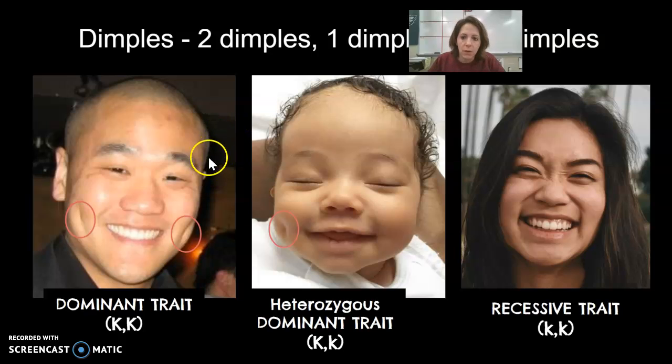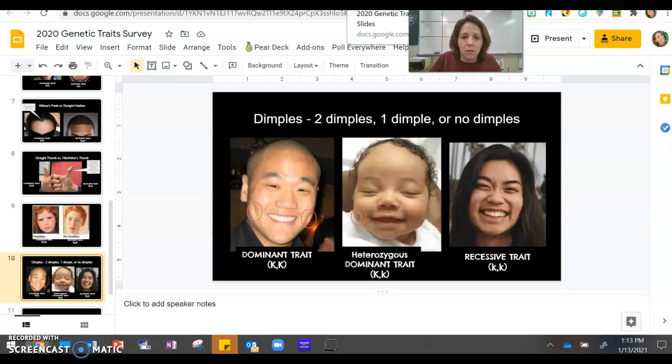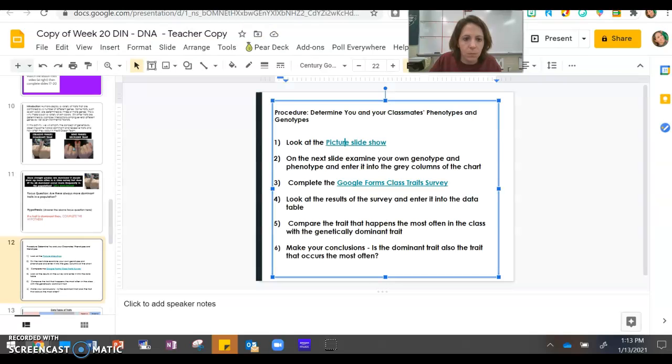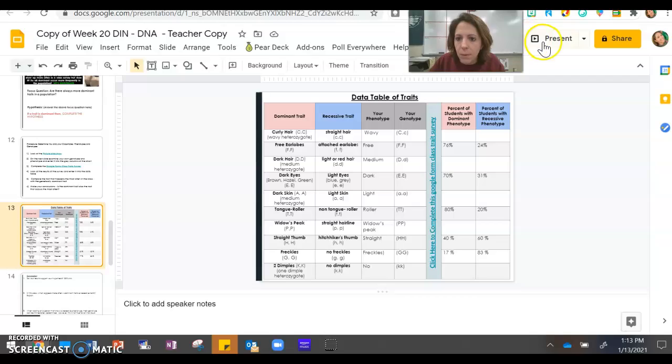And then the last one we're looking at is dimples. And when you smile, if you have any dimples, that is a dominant trait. So whether it's 2 or 1, that is dominant. So once you look at the slideshow, then you go and do the survey of your own traits back into your notebook. And I did this for myself already. So let me present this to you.